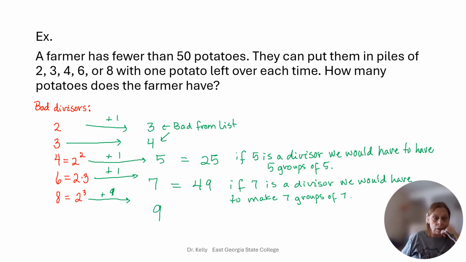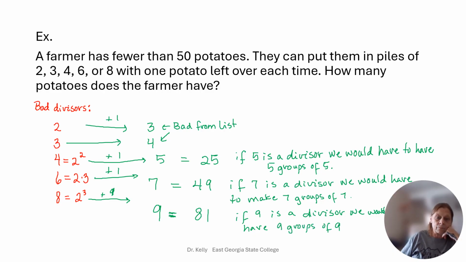Let's consider 9. I'm going to say 9's already out because 3's not a divisor, but sometimes 9 can be a divisor where 3 is not. So maybe, I don't know. Let's see, what would 9 be? 9 squared would be 81, because if 9 is a divisor, we would have 9 groups of 9. Okay, so we've run down all the possibilities here.